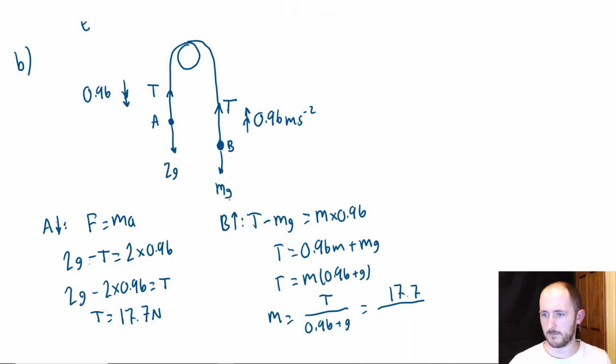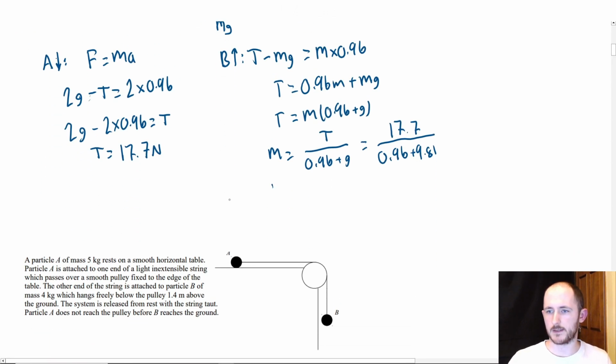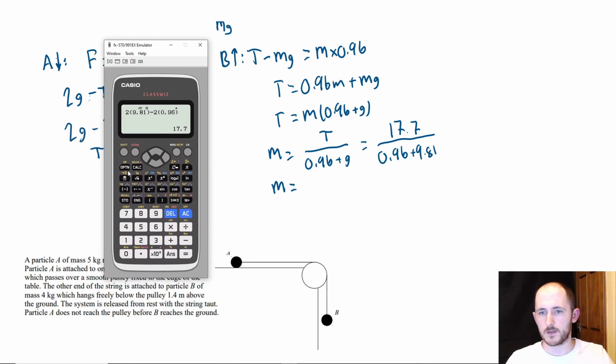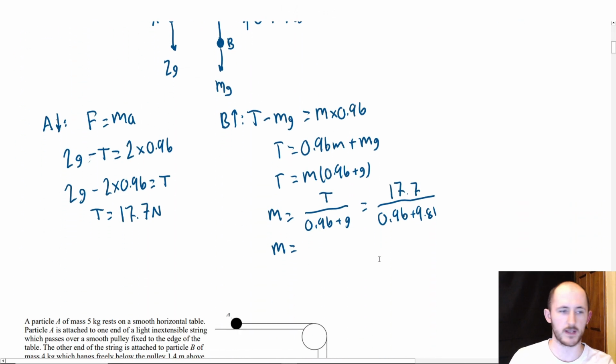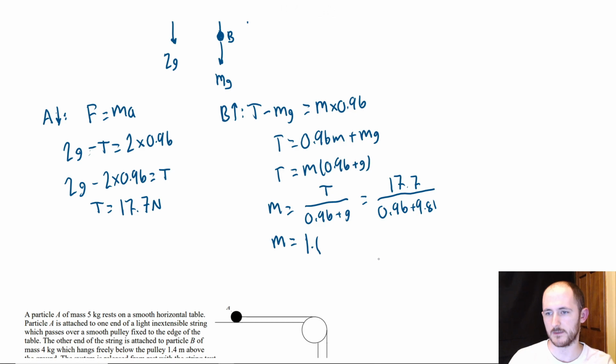We know what all of those values are, but I'm going to sub them in just so you are fine with seeing it. And I gave myself the perfect amount of space. That's perfect. Okay. So let's have a look. We have 17.7 over 0.96 plus 9.1, and we get 1.64. And if you look at the answer, show that the mass is 1.64 kilograms. So 1.64 kg to 3 significant figures. And that's 7 marks.